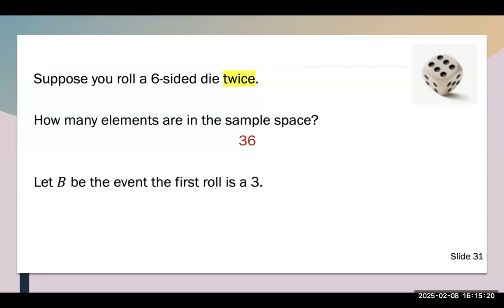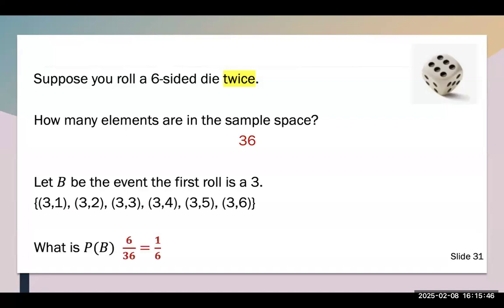Let B be the event the first roll is a 3. So you're rolling a 6-sided die and you want the event that the first roll is a 3. How many different options do we have where the first roll is a 3? Well, I've listed them all here. We could get a 3 and then a 1, a 3 and a 2, 3 and a 3, 3, 4, 3, 5, 3, 6. There are 6 options. So there's 6 options out of 36. This simplifies to 1 out of 6. So that's the probability.